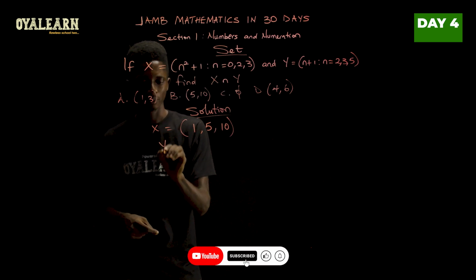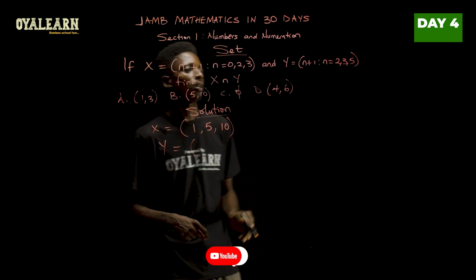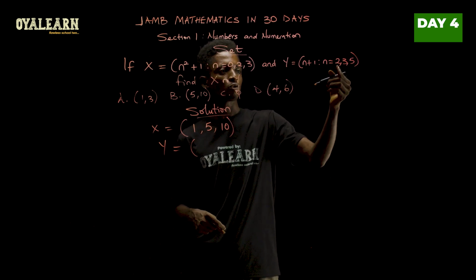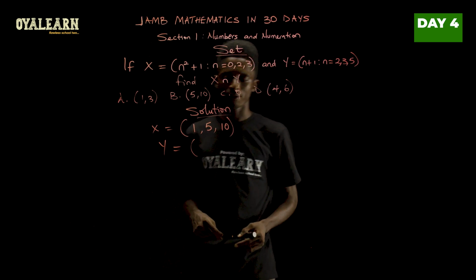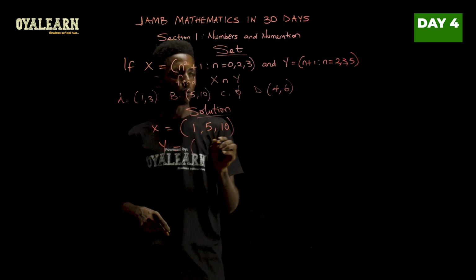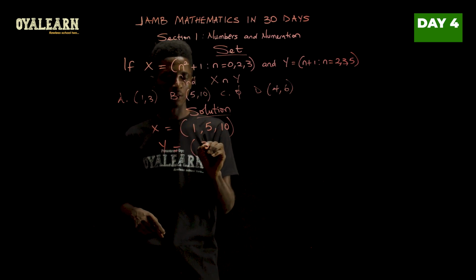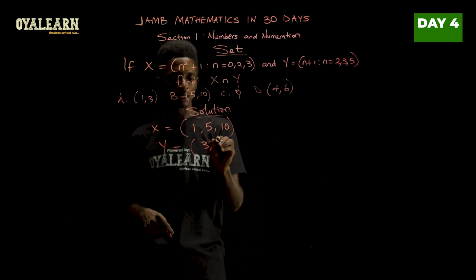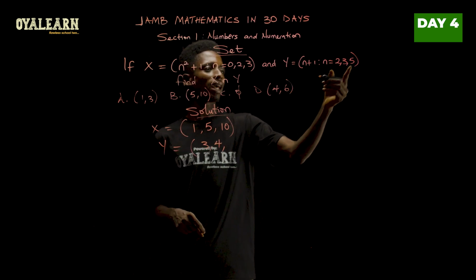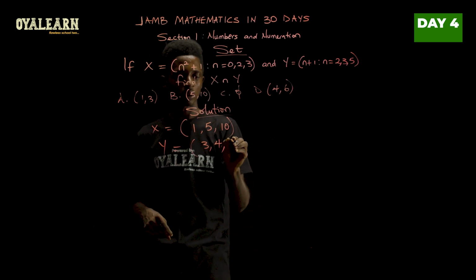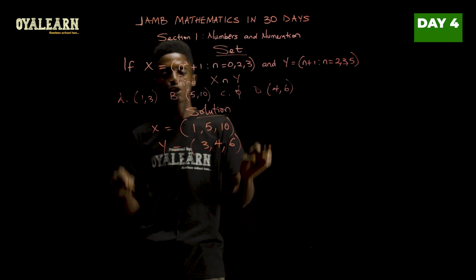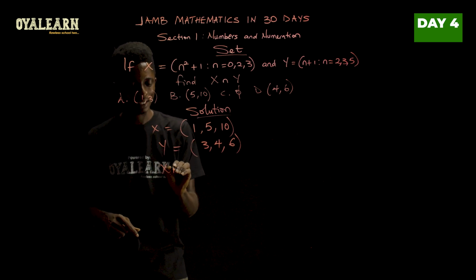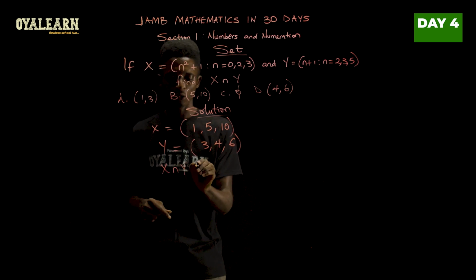Now, y. Y has values of n plus 1 such that n is 2, 3, and 5. So when n is 2, we would have 2 plus 1, which would be 3. When n is 3, that will be 3 plus 1, that is 4. And when n is 5, that will be 5 plus 1, so we would have 6. So these are the subsets here of x and of y. So x intersect y is what we have to find now.